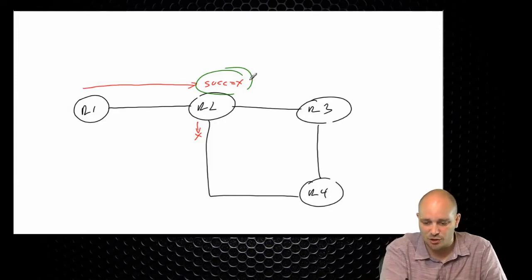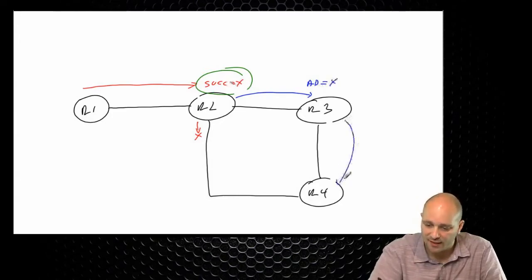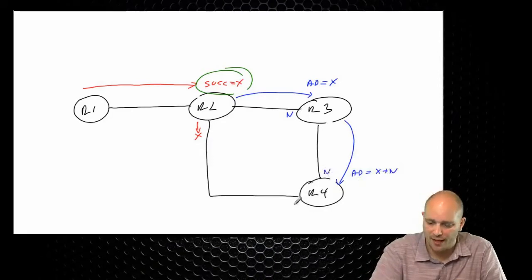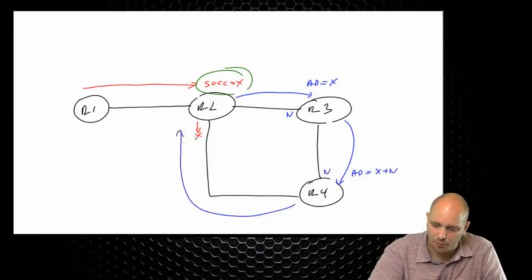So this is the successor's distance, right? So what's going to be the advertised distance of this route is actually going to be x at this point. Now, let's say that the cost of this interface is n. The advertised distance at this point is going to be x plus n. Now, let's say that this cost here was also some n. The advertised distance at this point here will be x plus n, so basically this value here, plus my own cost of n.